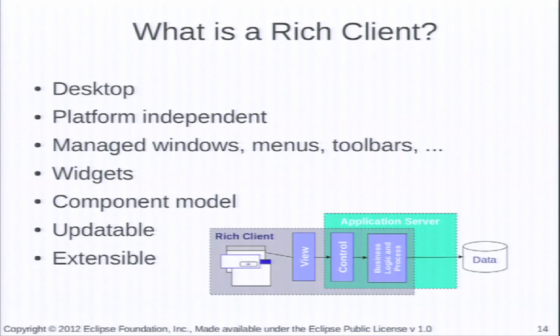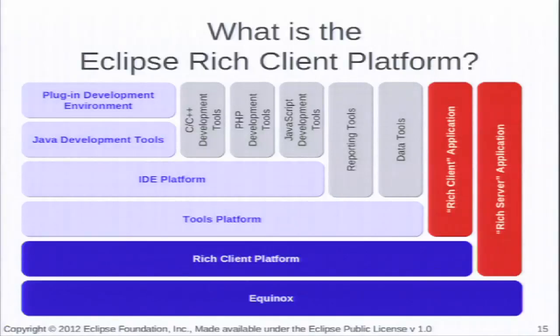I have a picture down here. This is sort of the mental model that I tend to form when I think of a rich client. A rich client is talking to some back-end service, which is then talking to a database. Some parts of the application are there on the application server. Some parts are actually in the client. Although that's not necessarily the case. Rich clients can just be completely standalone things. There's no restriction for this.